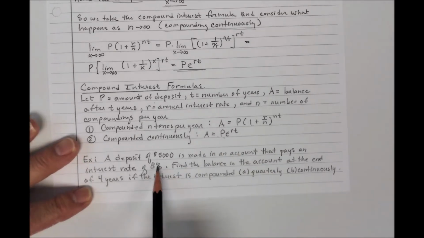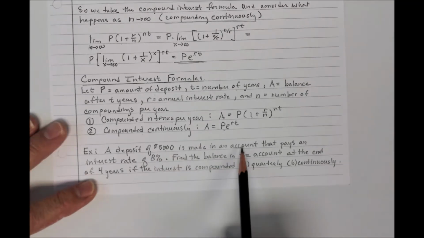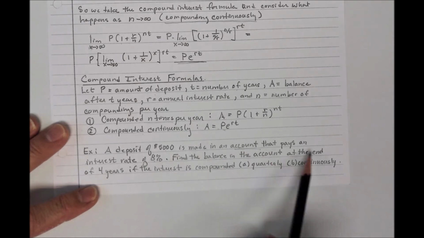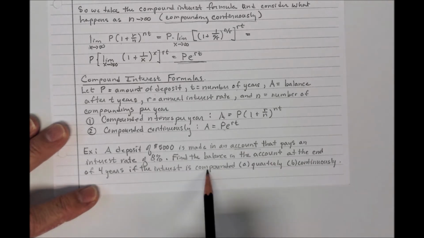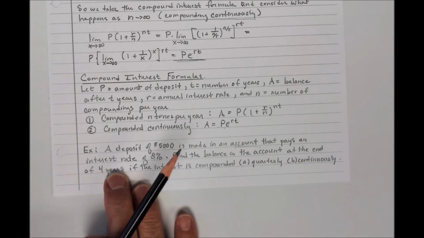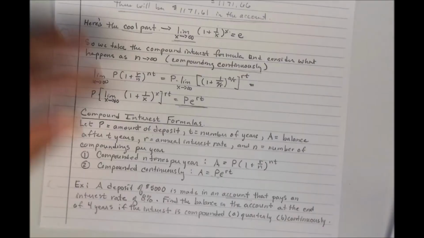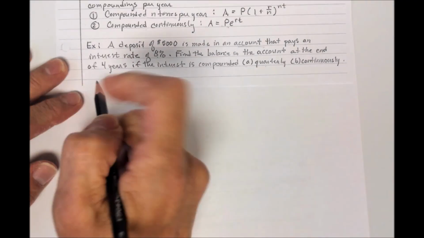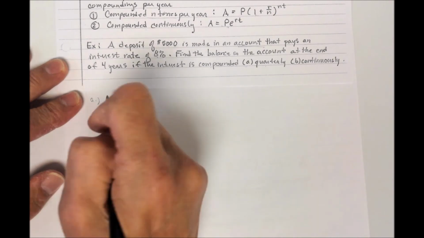So if I have $5,000 in the account and it pays an interest rate of 8%, I want to find the balance in the account after 4 years if the interest is compounded quarterly or continuously. So I will need, since I ran out of space here, a sheet of scratch paper so that I can do this work. So let's do part A here first. And I did one just like this a minute ago.